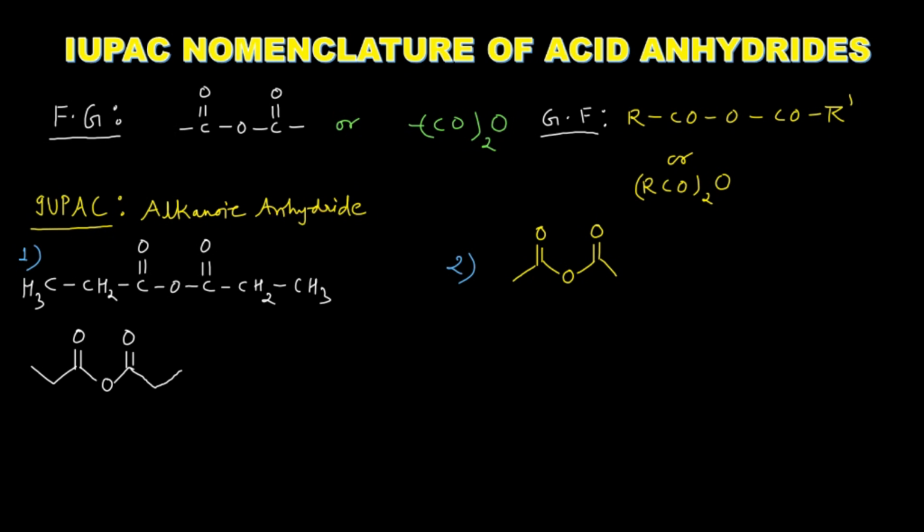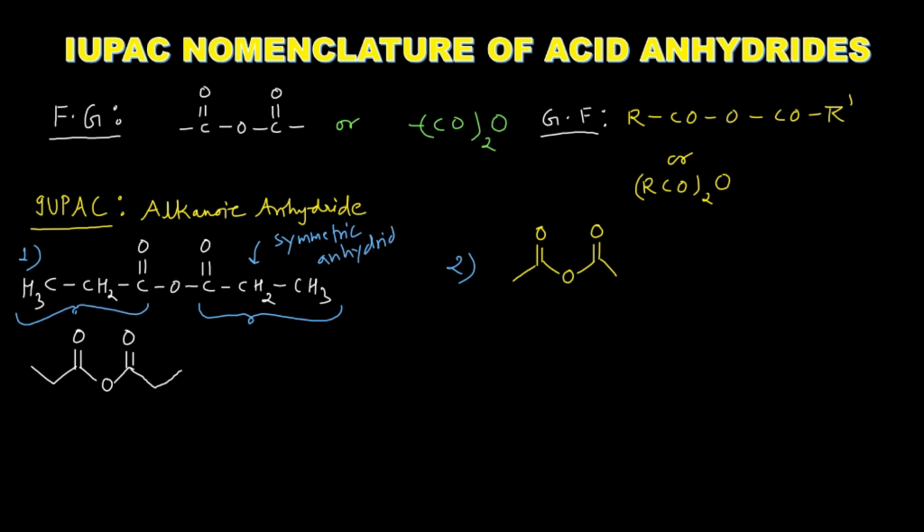Now say this is your first example: CH3CH2C double bond O, O, C double bond O, CH2CH3, this is propanoic anhydride. If you clearly focus on this one, you can see this particular part, carbon double bond oxygen as well as the alkyl group which is present on the right hand side, is exactly identical to the group which is present on the left hand side. So this anhydride is basically a symmetric anhydride. Please remember, it is a symmetric anhydride.